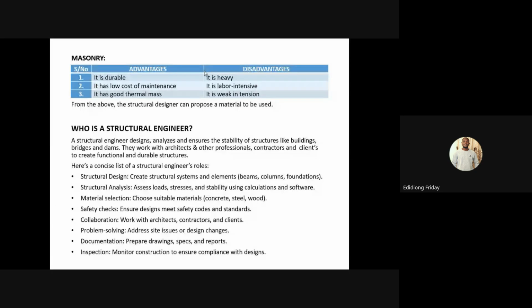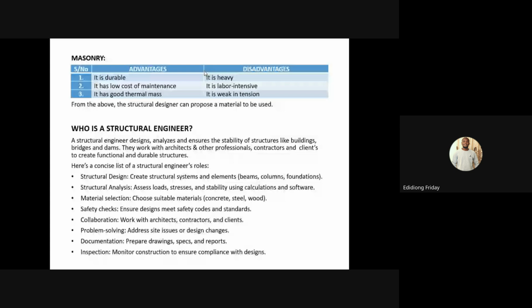So you can now go ahead and decide, should I use masonry, should I use steel, or should I use concrete? Depending on what you are designing for, your site location and all of that, that will help you. And also looking at the pros and the cons of each of the structural materials that we have listed will help you make a decision.